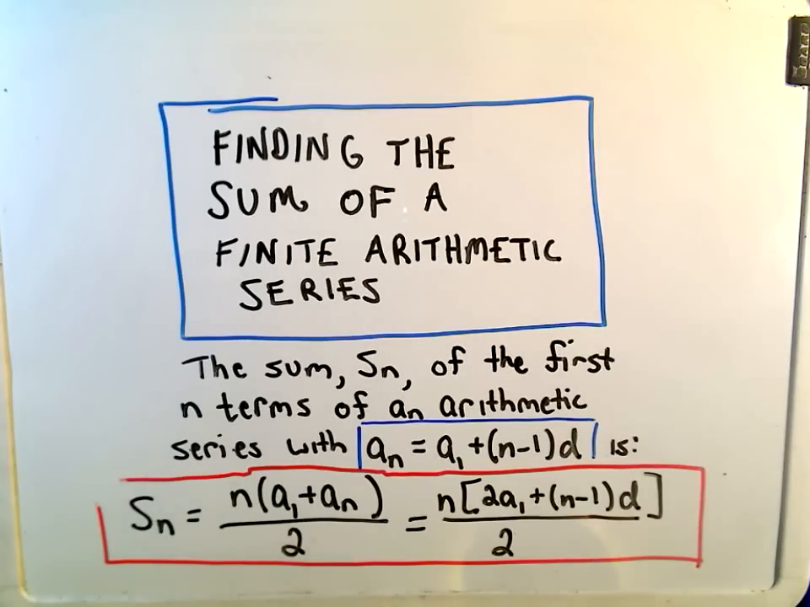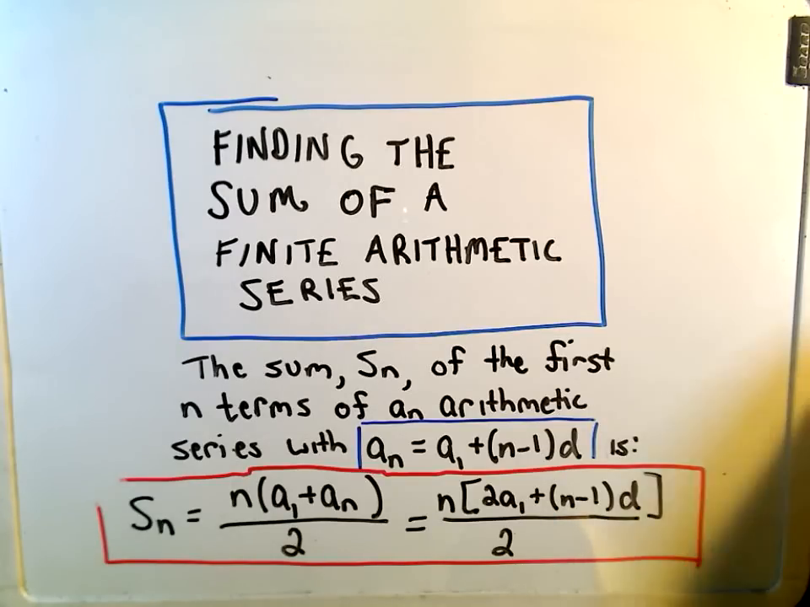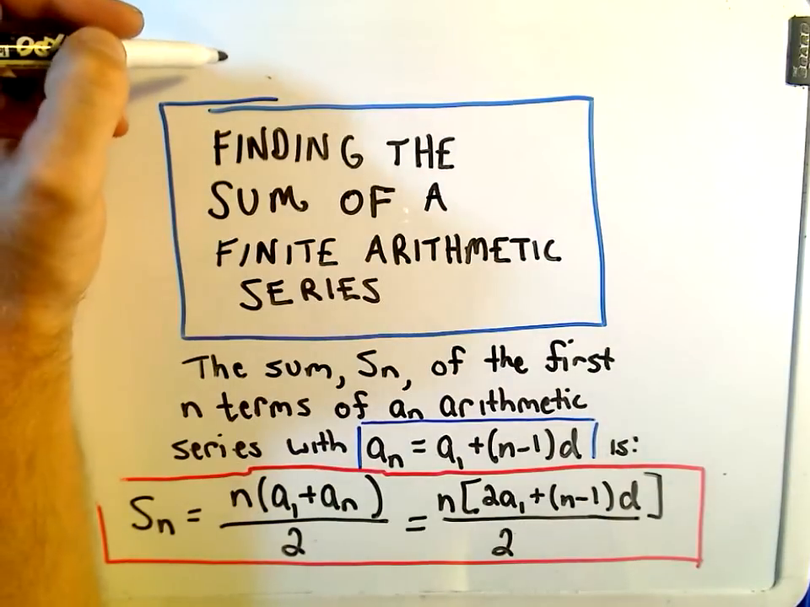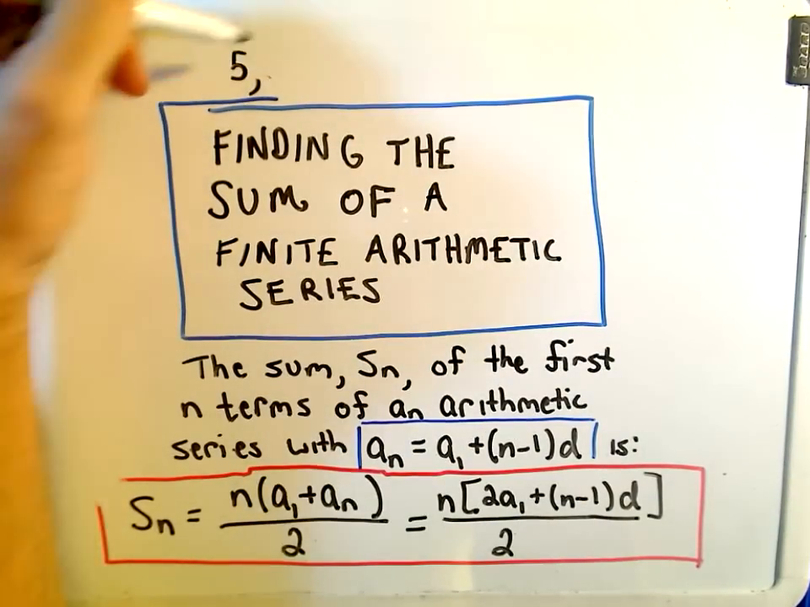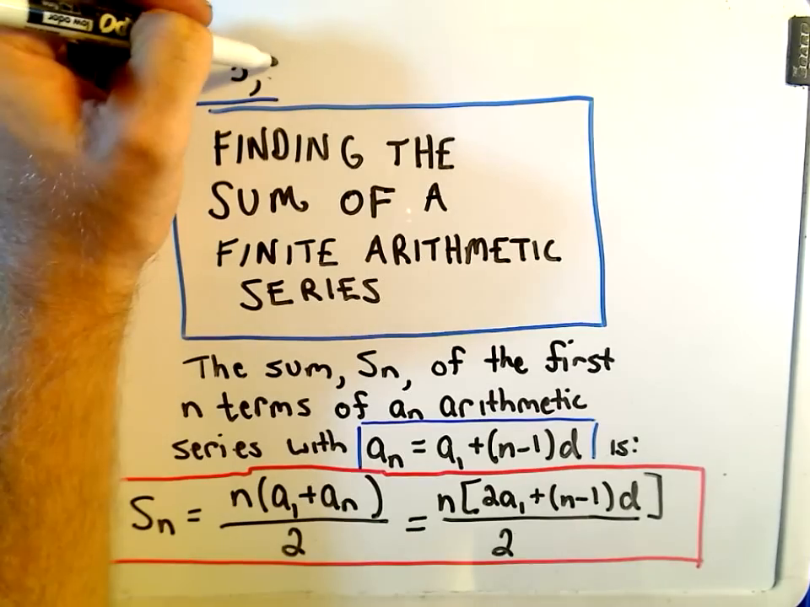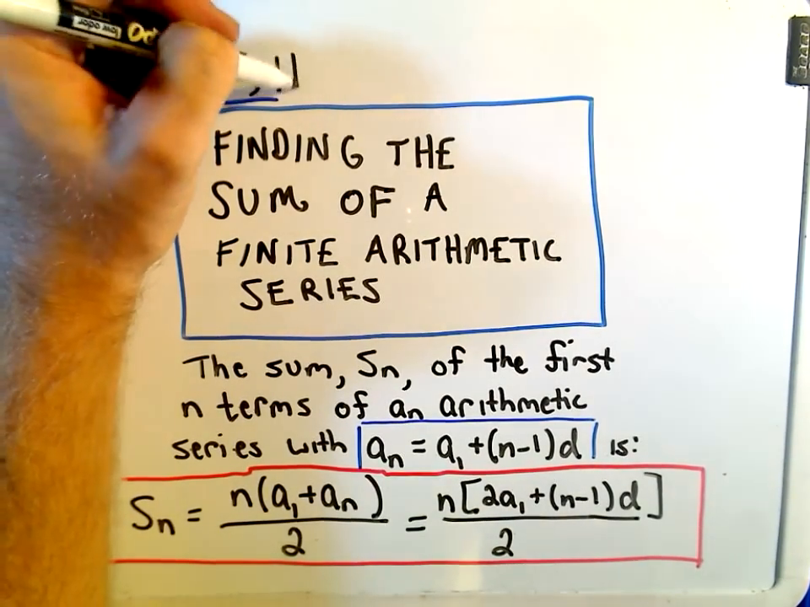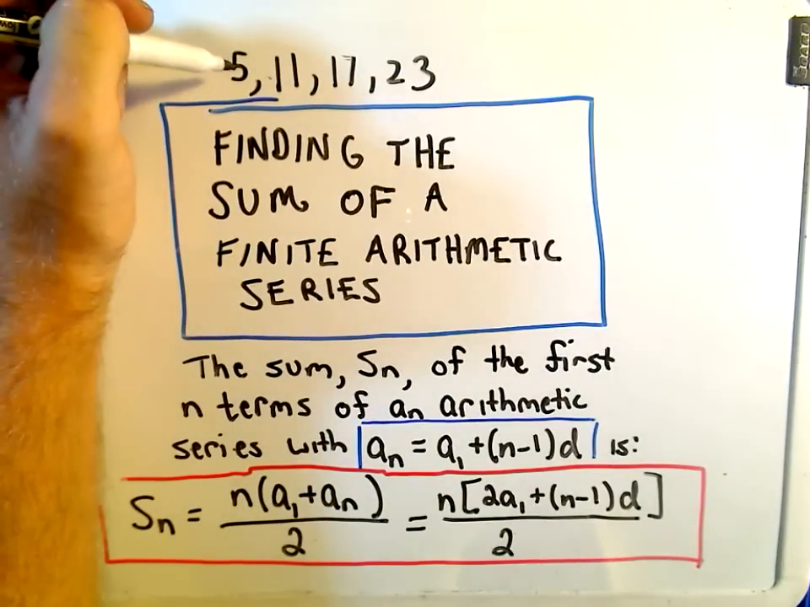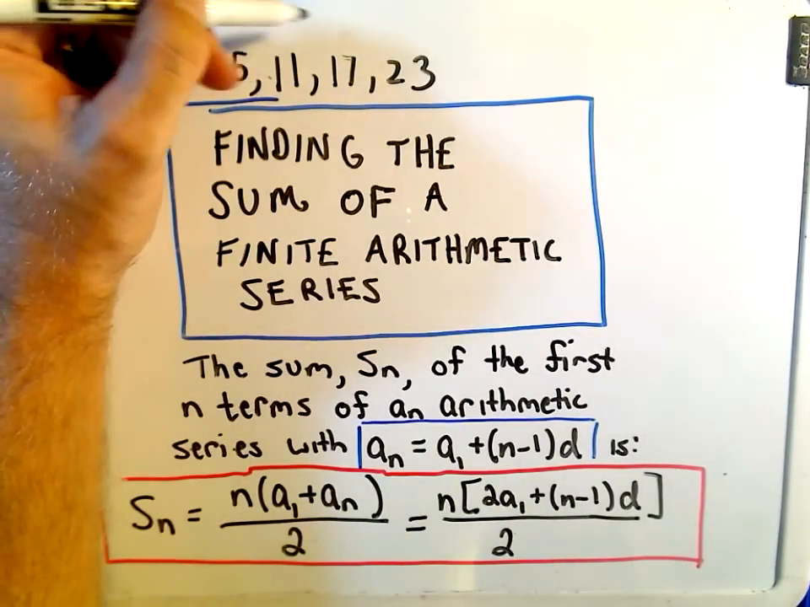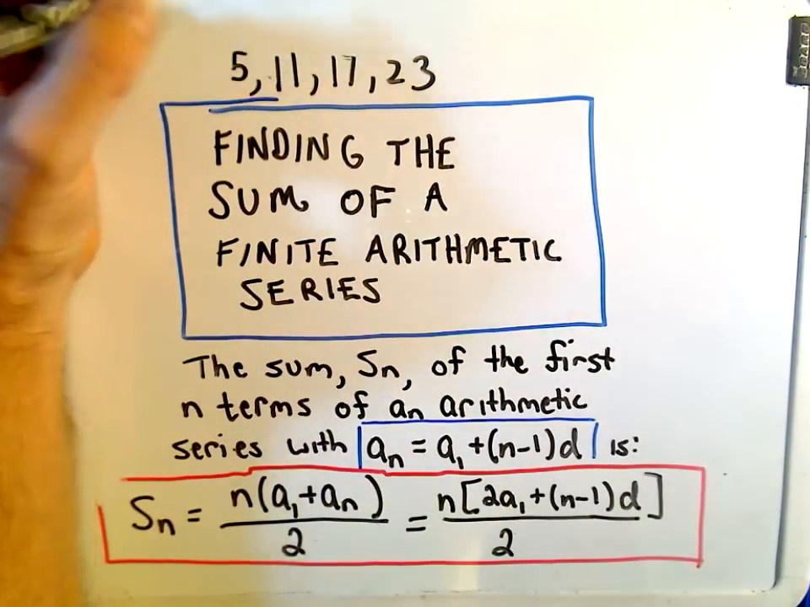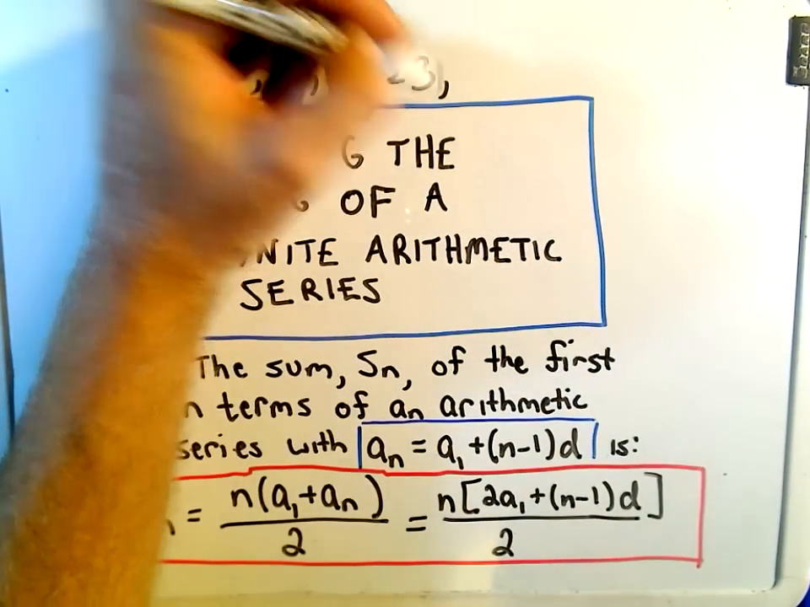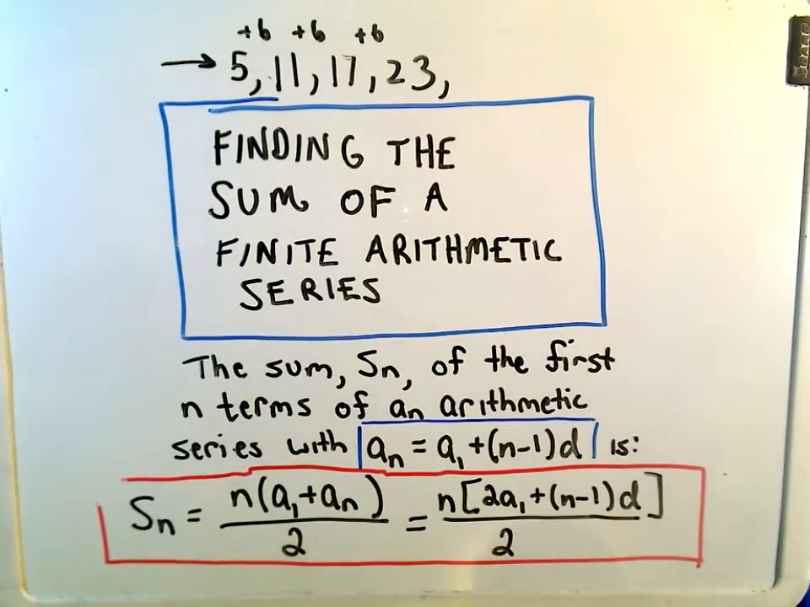Okay, in this video I want to talk about finding the sum of a finite arithmetic series. So remember, an arithmetic sequence is just a listing of numbers where to go from one number to another number, there's a constant difference. Notice in my listing of numbers, 5 to 11 to 17 to 23, you're adding 6 every time to get to the next number. And that's an example of what we call an arithmetic sequence.